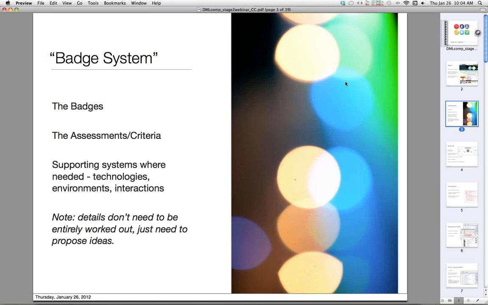perspectives. Then also assessment and criteria. What is the content that goes into developing a badge system? How do people get them awarded? And then what are things that support the development of that system? So technologies, environments, interactions with people from organizations and groups. And please note that it is important that you think about all of these ideas, but they don't have to be entirely worked out. That's really what Stage 3 is about.